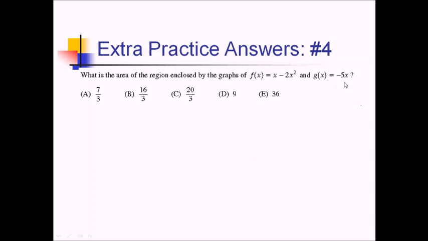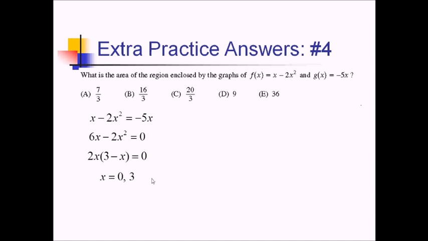On this no calculator question, we need to find the area enclosed by x minus 2x squared and negative 5x. To do this, we first need to figure out where these intersect. So I'm going to set them equal to each other and solve for x. Let me add 5x over to the other side. That's 6x minus 2x squared equals 0. Now I'm going to factor out a 2x, which leaves me with 3 minus x inside. So I have x values of 0 and 3.